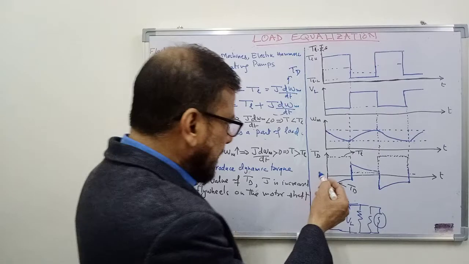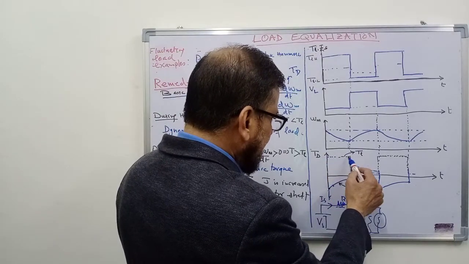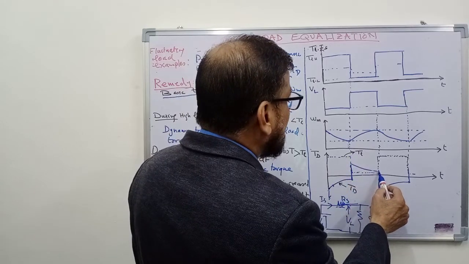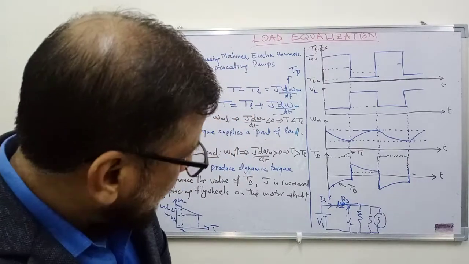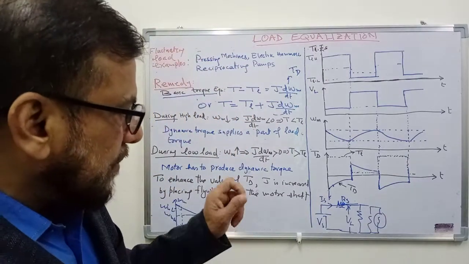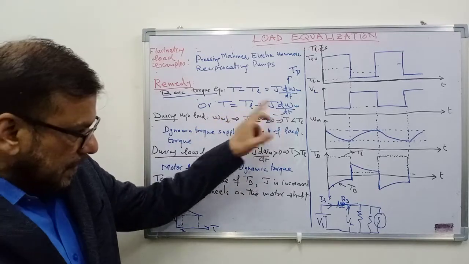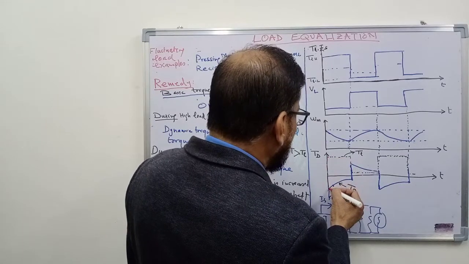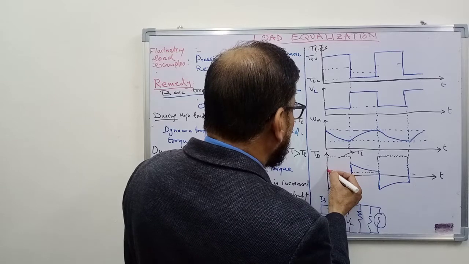Now let us see what happens to the load torque. Load torque is like this, TL, which is high during the load period and low during the no load period. Let us see what is the total torque that the motor has to produce. The total torque is TL plus TD. So the motor torque, you can say this is the load torque minus this TD. So you will get its value like this.